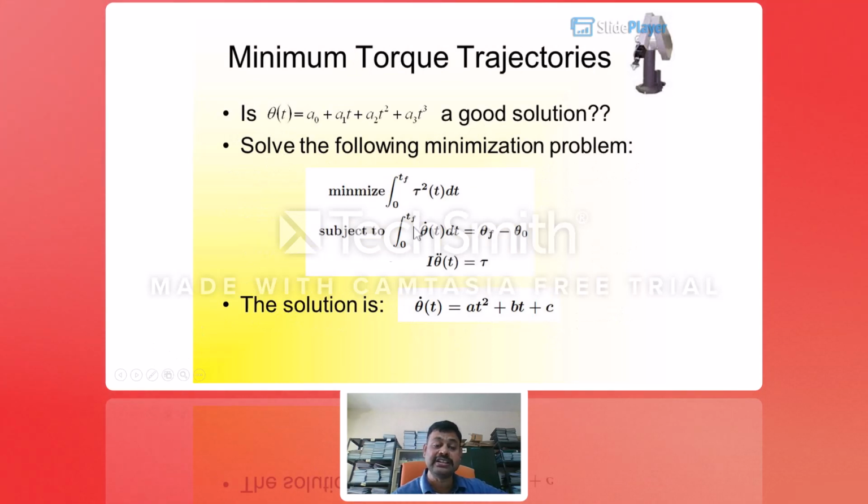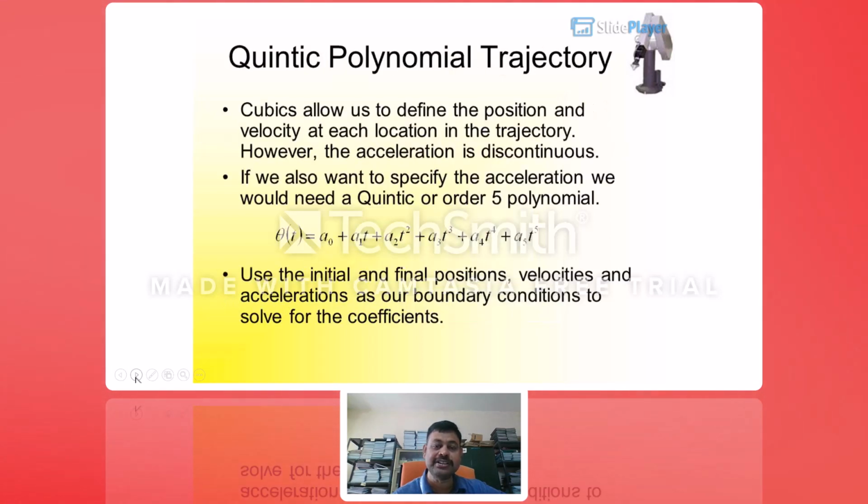Here is the minimum torque trajectory, so is theta dot. This equation is a good solution. Solve the following minimization problem. This is available as a task. We can do it as a case study or some other thing.